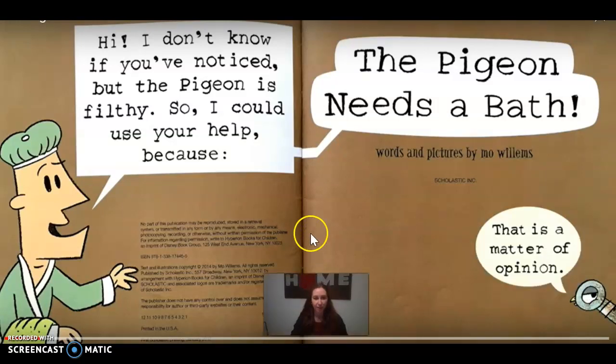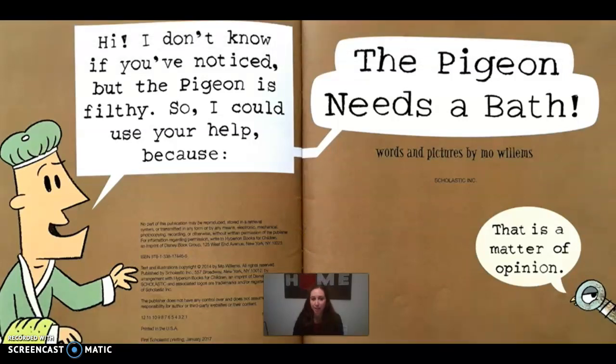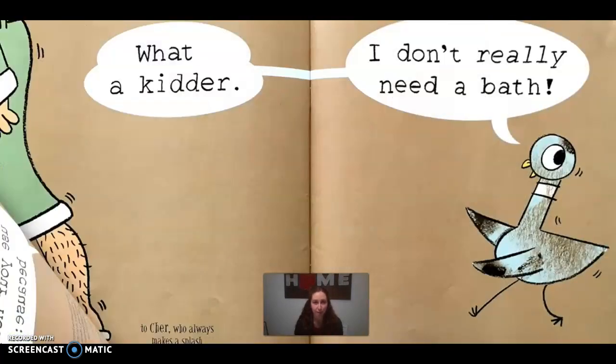Okay. We also have the pigeon there saying that that is a matter of opinion. I've moved myself to the center, so hopefully I don't cover too many words if that's possible. But we're going to flip the page here, and then we're going to start our tallying for real. So make sure you're ready with your lists and keep your eyes open.